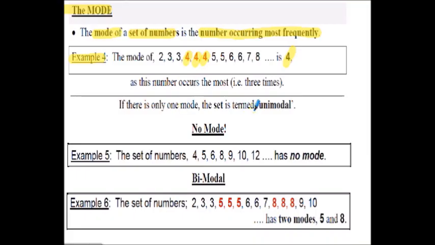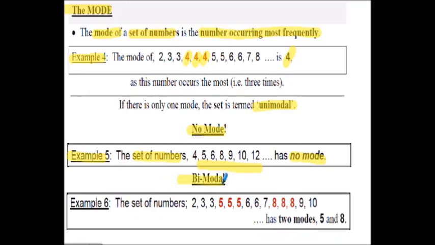This is actually called a unimodal set of data because there's only one mode in the set. We can have a situation where we have no mode. Example 5 shows us this. We've got a set of numbers here, and you can see in this set no one number occurs more than any other number. They only occur once. So this set of data has no mode.